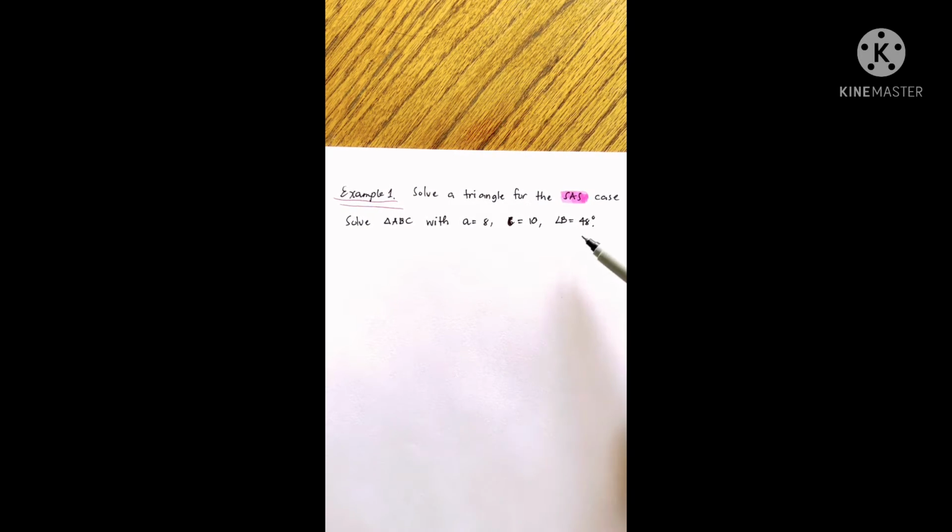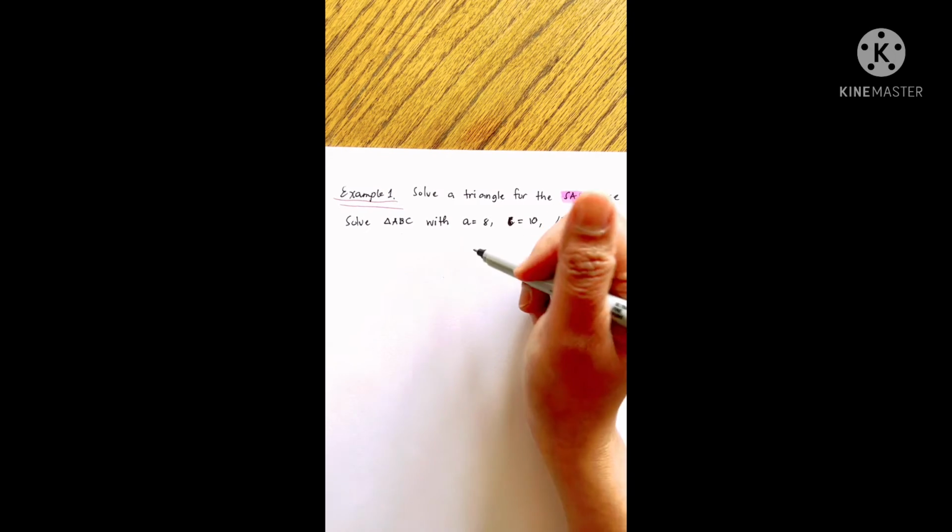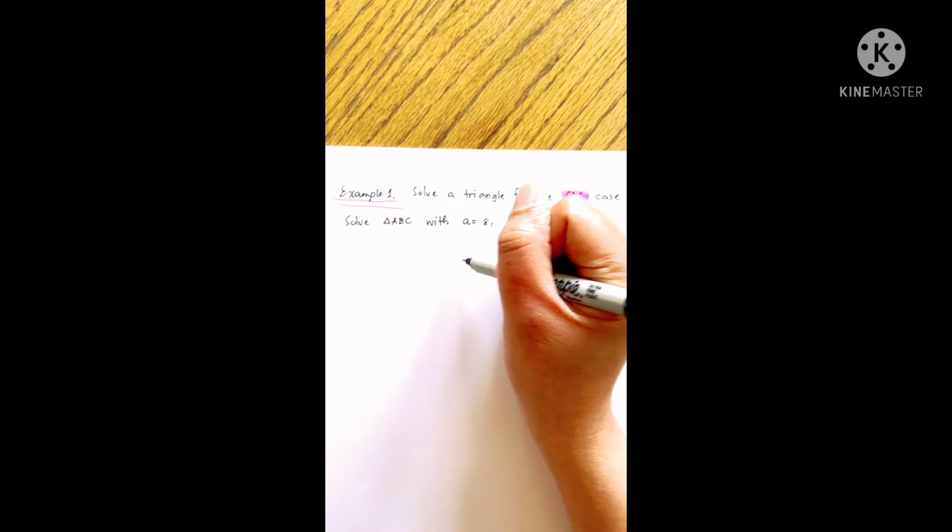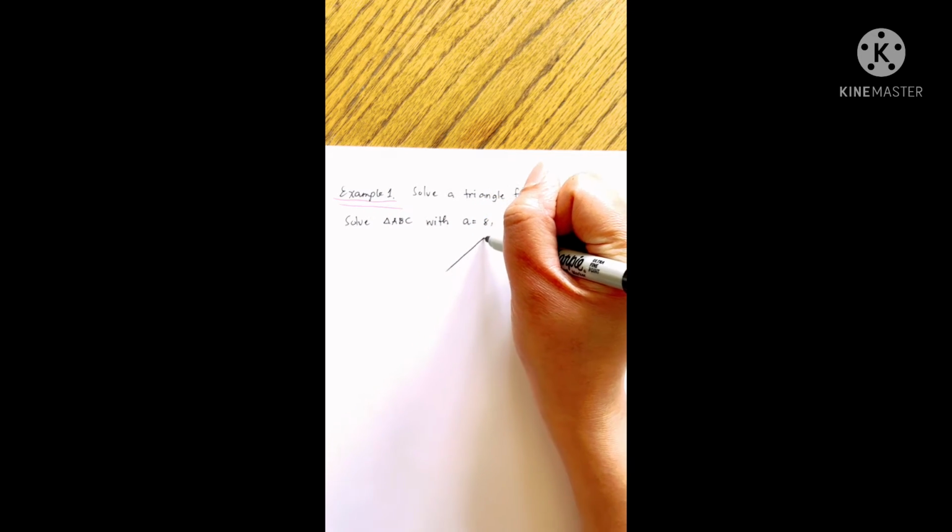So we have here a problem: solve triangle ABC with side a is 8, side c is 10, and angle B is 48 degrees. It would be helpful if you sketch the triangle so you will have a better picture of what the missing side lengths and angles are. So let's sketch the triangle really quick.